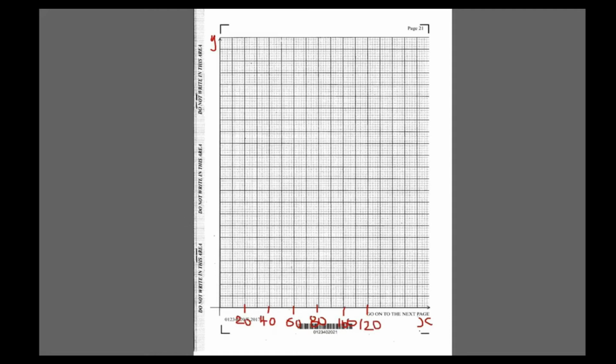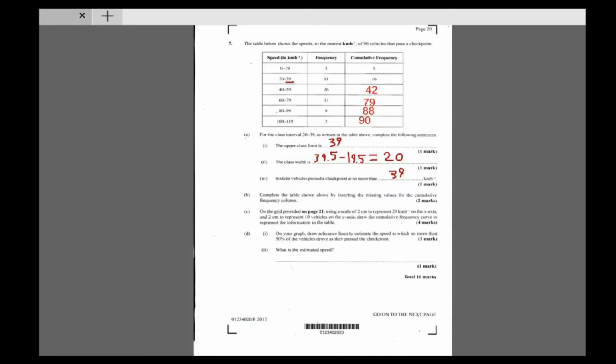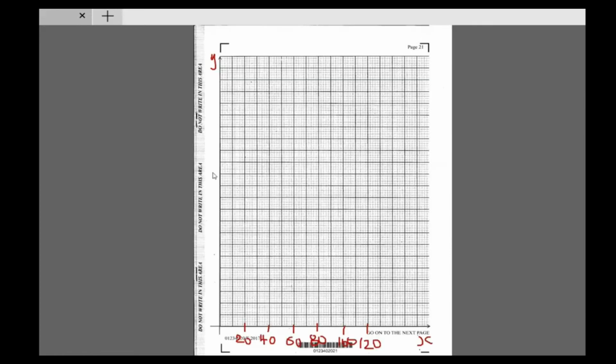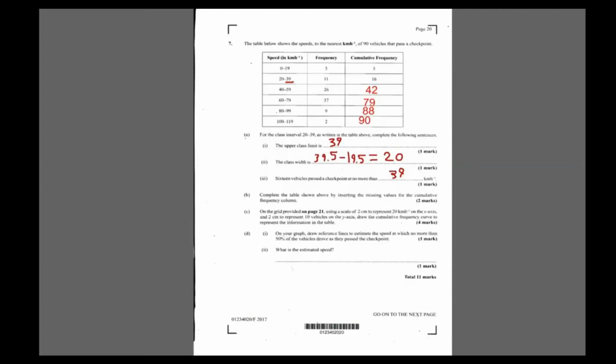The next thing is we need to plot on the y-axis. On the y-axis, we're going to have 2 centimeters to represent 10 vehicles, the frequency. On the y, this is 10, 20, 30, 40, 50, 60, 70, 80, 90, 100, and then right here is 110. Nice and easy. So that's what we have. Now, of course, let's go ahead and proceed.